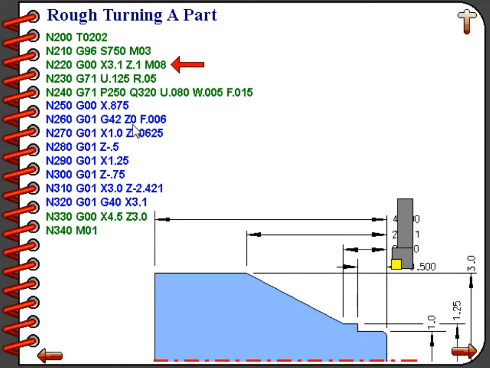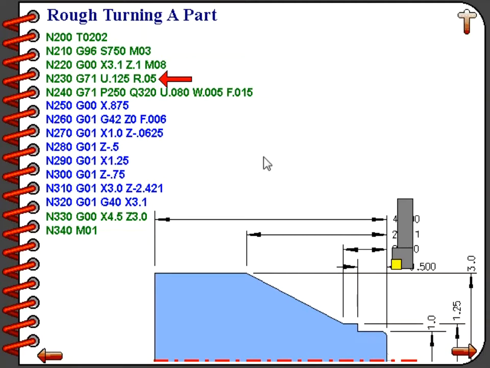Line number 230 is the first line of G71, and that sets up the depth of cut for our roughing operation. In this case, we specify U of 0.125, which is our 125 depth of cut, which reduces the diameter by 250 thousandths for each pass. The R word is the retract amount for the tool when it gets to the end of that pass. A value of 50 thousandths of an inch usually works fairly well for almost every application.